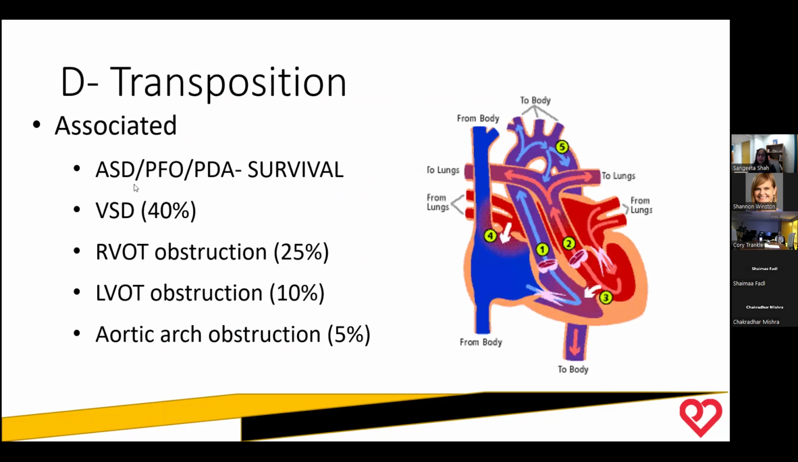Detransposition, as I mentioned, you have to have an ASD, PFO, or PDA to survive initially at birth. 40% of these patients have a VSD, which if I had detransposition, I think I'd want a VSD because the thought is that you can then correct your systemic ventricle. You can reroute, I won't go there right now, sorry. Anyway, 40% is associated with a VSD. 25% is associated with an RV outflow tract obstruction, 10% is associated with LV outflow tract obstruction, and 5% associated with arch obstruction.